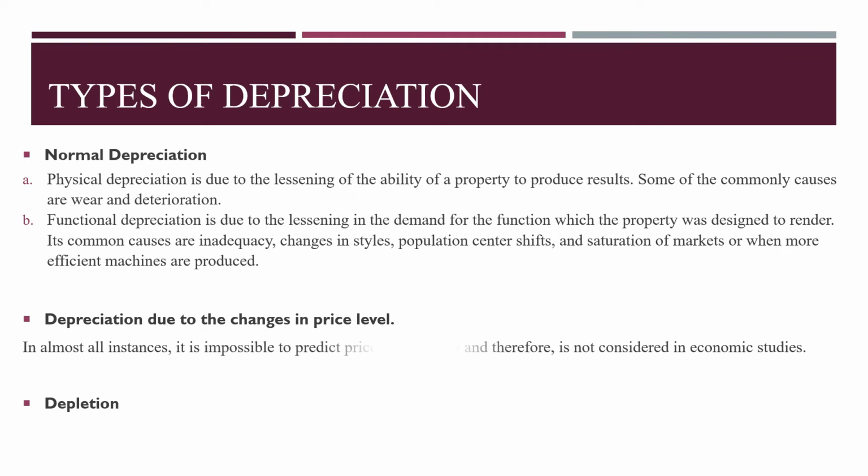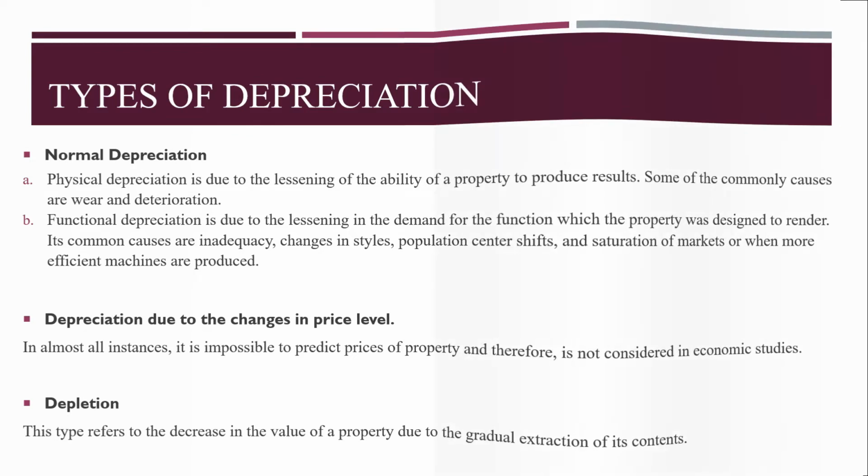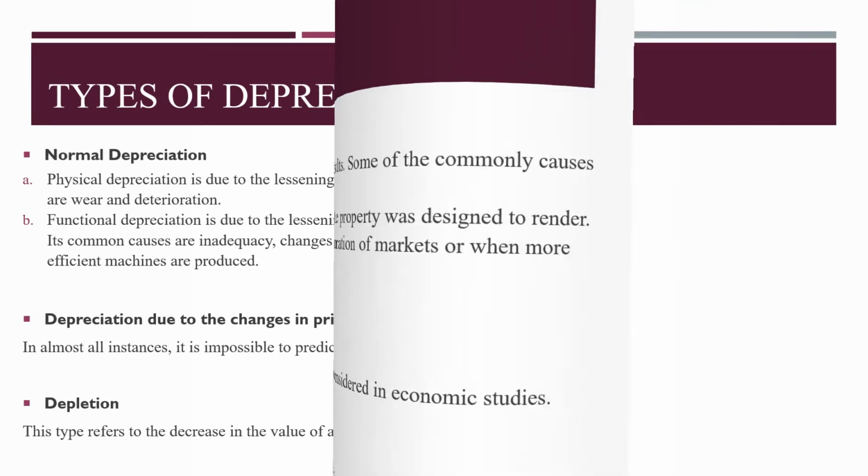On the other hand, the second type of depreciation is not considered in economic studies because, in almost all instances, it is impossible to predict prices of property. Lastly, depletion refers to the decrease in the value of property due to the gradual extraction of its contents.